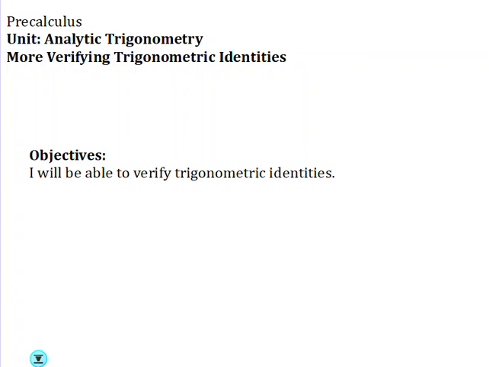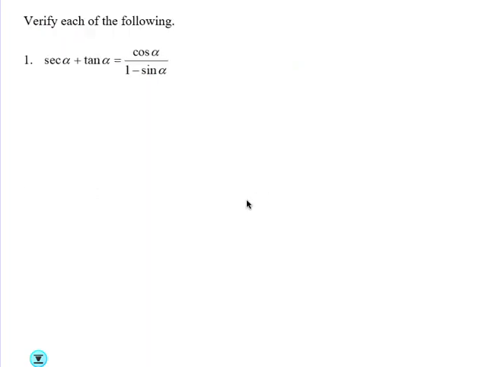Today we are going to continue looking at verifying trig identities. I'm going to show you a few more strategies for verifying identities. First, we have secant alpha plus tangent alpha equals cosine alpha over 1 minus sine alpha.